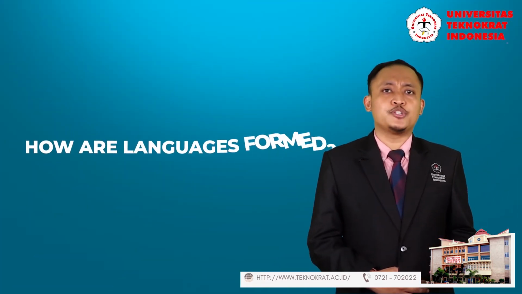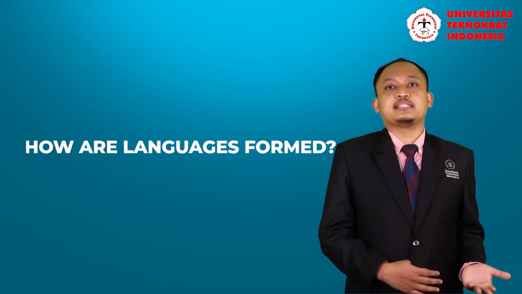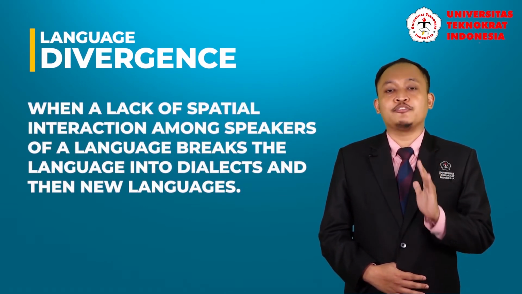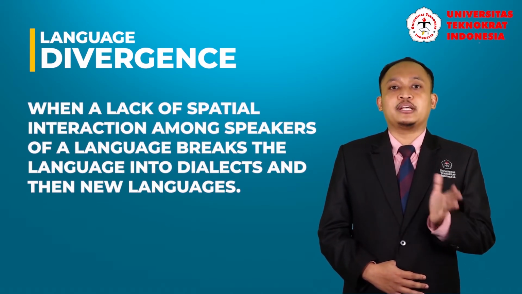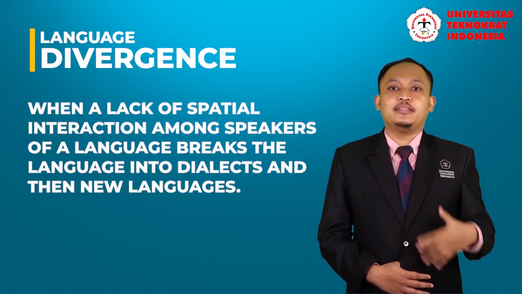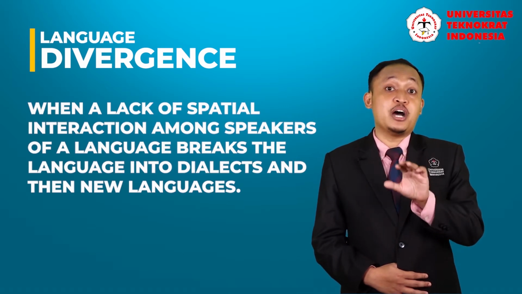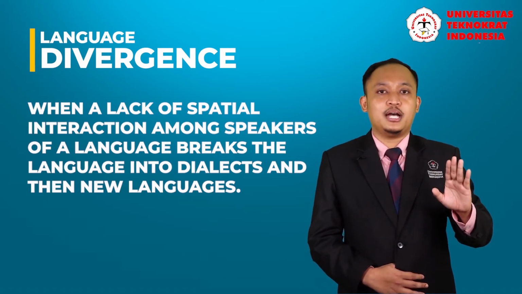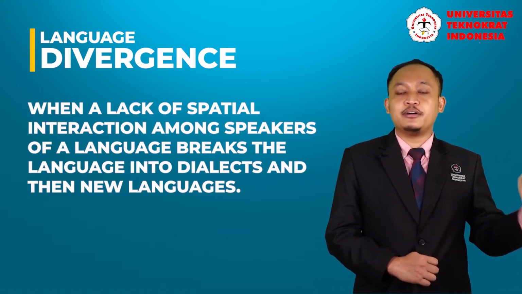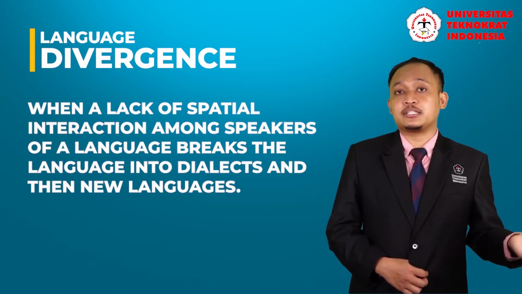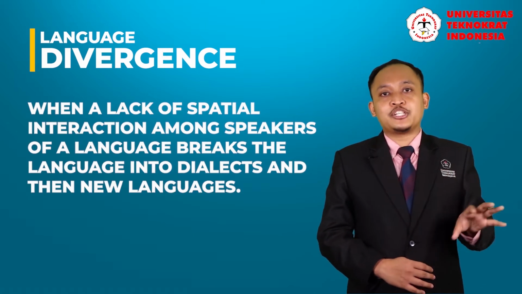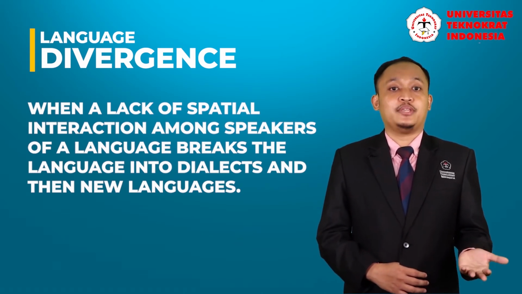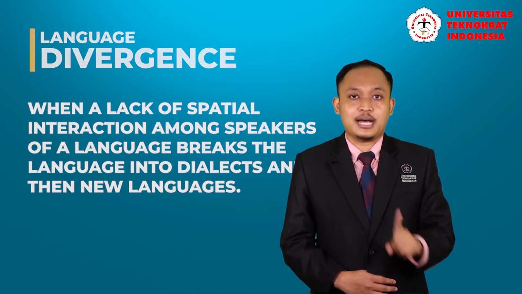So the next question is: how are languages formed? Language can be formed in many ways. Let's talk about the first idea, language divergence. Language divergence is when a lack of spatial interaction among speakers of a language breaks the language into dialects and then new languages. This happens when a particular community, for example in Java, Javanese has several accents: in Surakarta, in Surabaya, in the northern coast of Java, and in the southern area like Cilacap. In English, there are dialects of northern England, southern England, and so on. So language divergence will create new dialects.